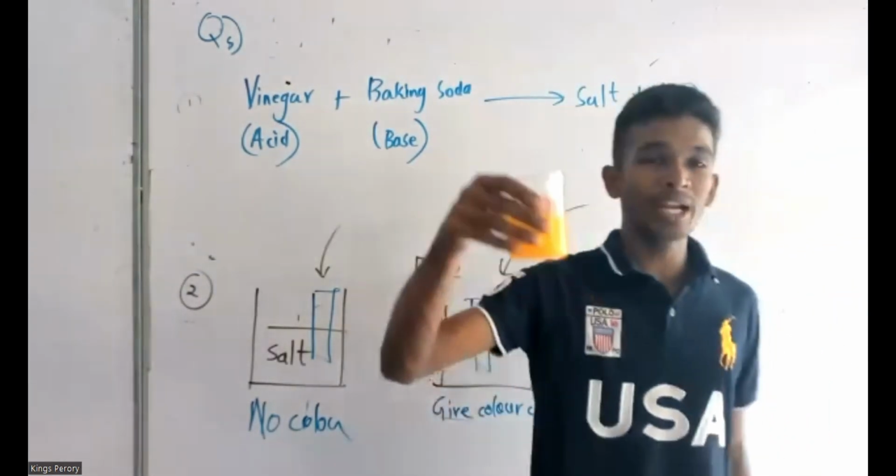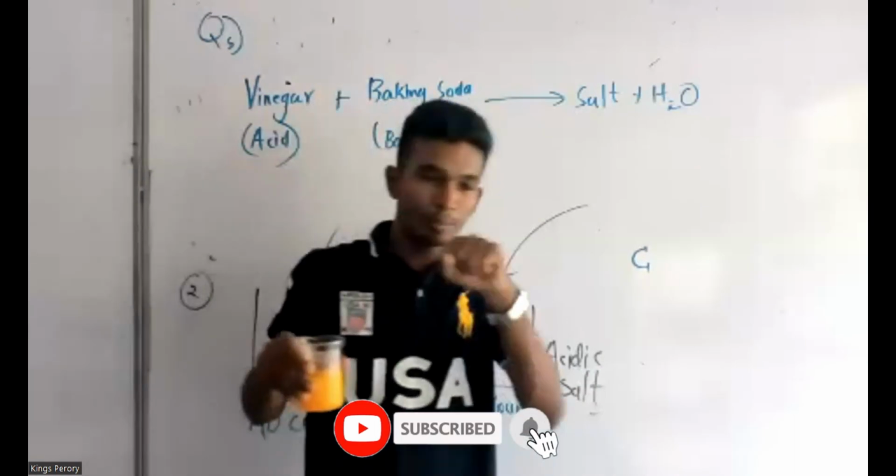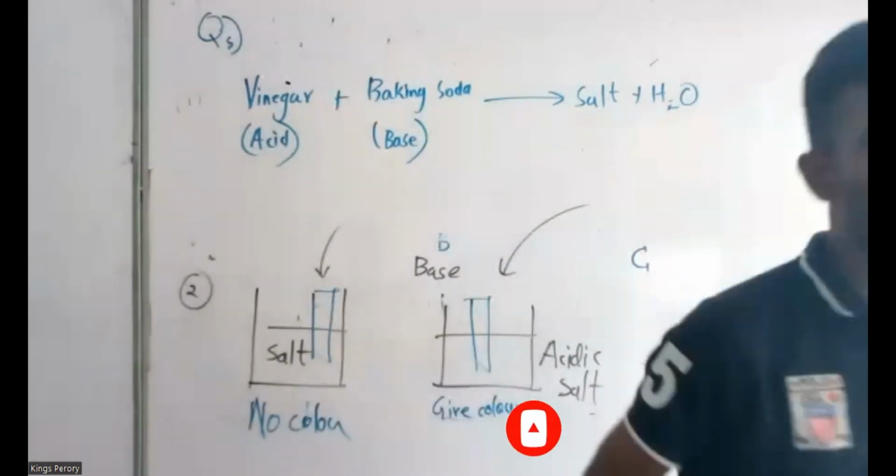Here I have turmeric powder. Turmeric powder, actually turmeric powder solution, is also a very good indicator. You can use it to find acids and bases.